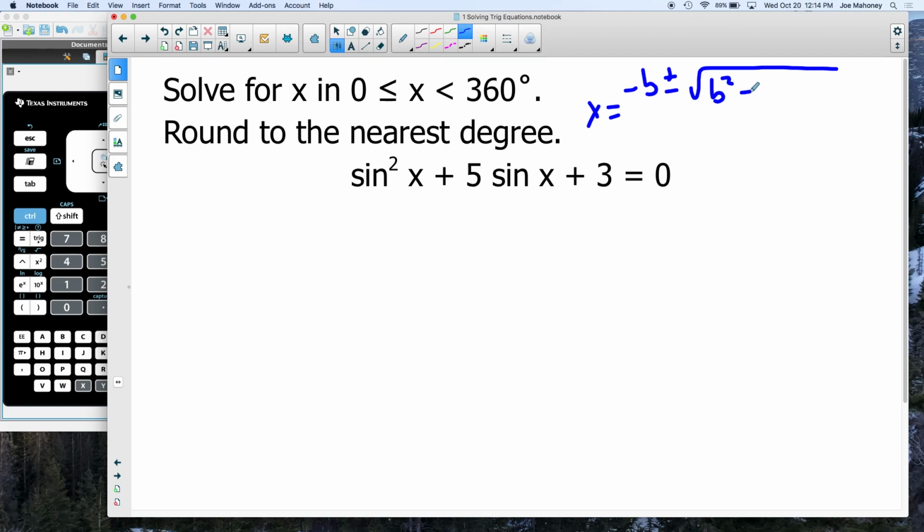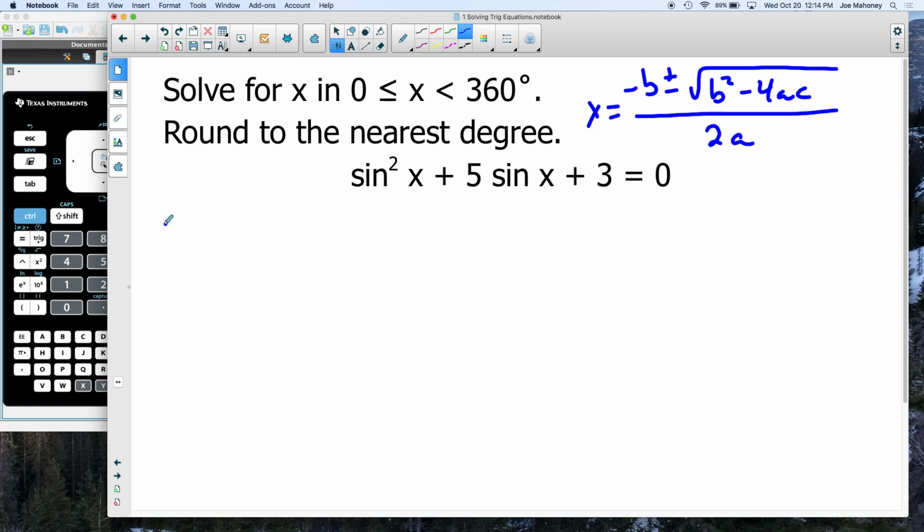Oh, mama. Ooh. Didn't mean to make you use the quadratic formula. Oh, boy. So remember, A, B, and C are the coefficients of your variables. And our variables are like sine and cosine. So let's first do the quadratic formula.